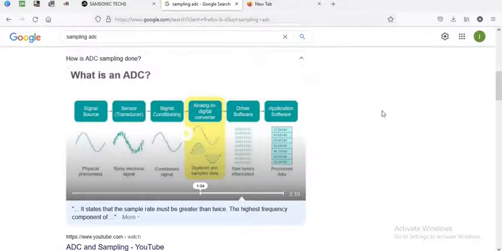It converts the analog signal, passes it through its transducer, then the signal conditioning, then the signal conditioned signal goes to analog to digital converting, then quantization. So after quantization, we now get our discrete numbers. So this is the process it goes through.